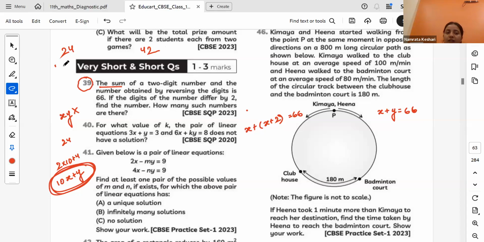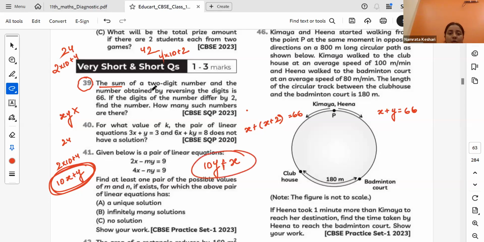Here the expanded form is 2 into 10 plus 4, and here the expanded form is 4 into 10 plus 2. Similarly, we also have to reverse our number, reverse the digit. So if you have taken 10x plus y, when you will reverse the place, y will be sitting at 10's place and x will be sitting at 1's place. This is your reverse form.